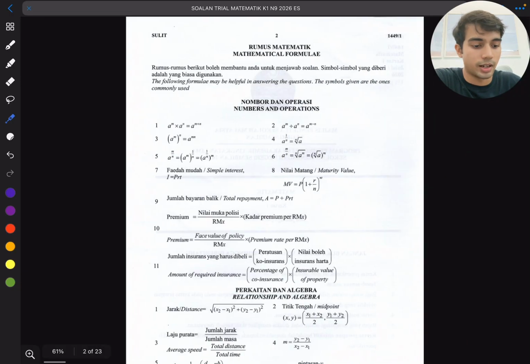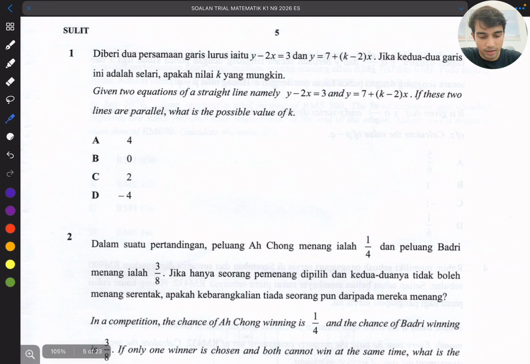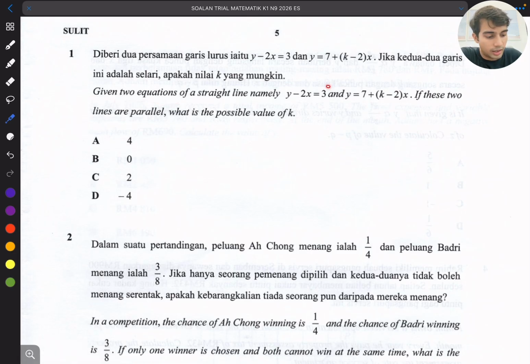Let's go. I heard this paper is quite hard. Let's try and see. Question 1. Given two equations of a straight line, namely this and this. If these two lines are parallel, what is the possible value of k?